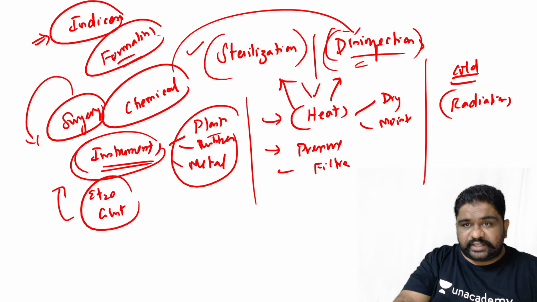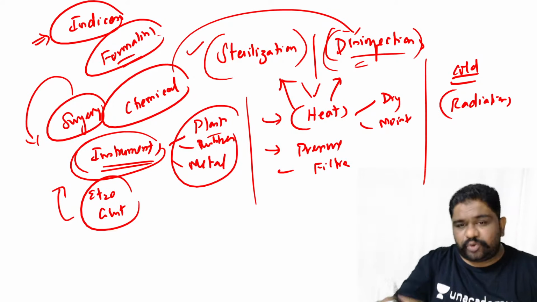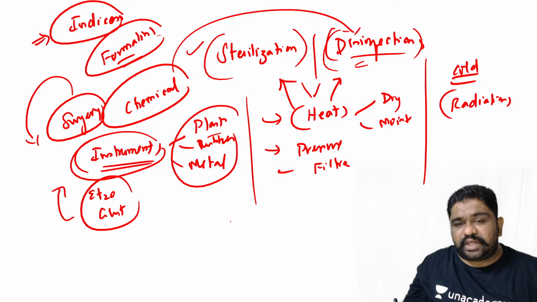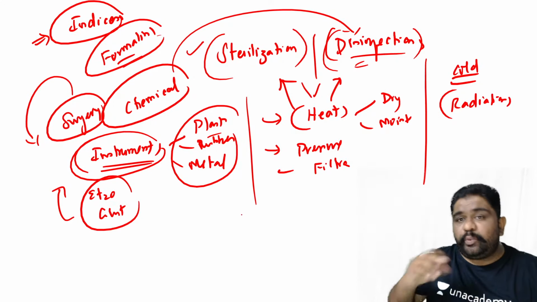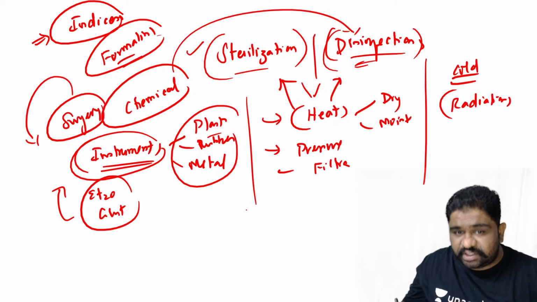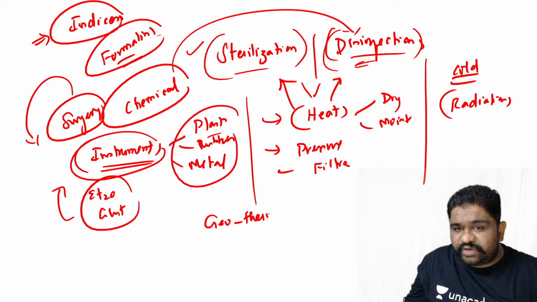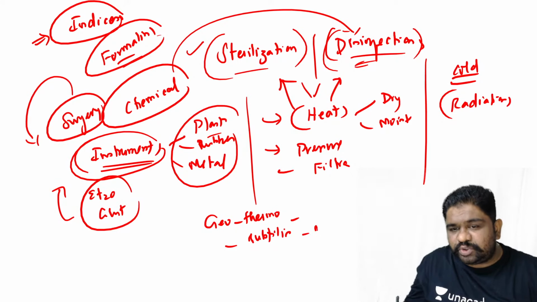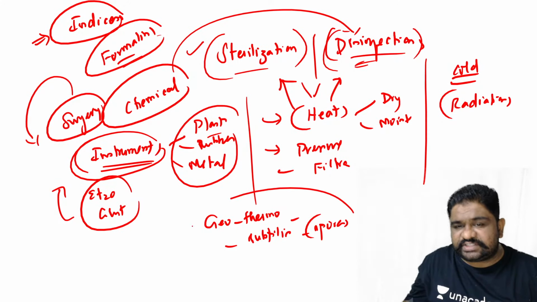So in case of sterilization and disinfection, you can also look at, okay, now they can ask you which bacteria can be helpful, which spores of which bacteria can be helpful to understand the efficiency of sterilization and disinfection. Most common questions can be about Geobacillus thermophilus and Geobacillus subtilis. These two organisms and their spores have been utilized in the understanding of sterilization and disinfection.